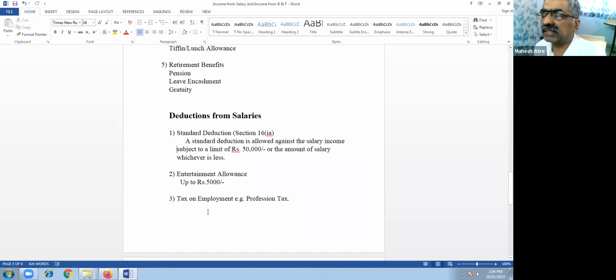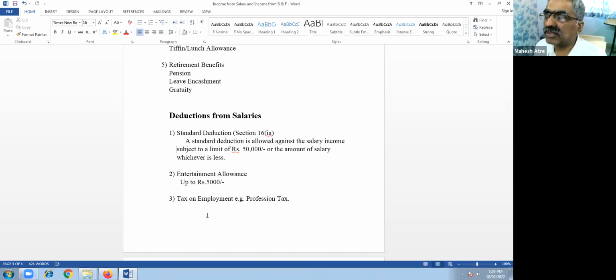Our last deduction that is available is the tax on employment. In case of profession tax, if it is tax on employment, it is also deductible from income from salary. So what we are going to do, we are going to write down income from salary. From that we will deduct standard deduction; from that, if entertainment allowance is given, we will deduct a maximum of 5,000. And the last one is tax on employment, that is, if profession tax is paid. If the tax is paid, then it is going to be deducted. If tax is not paid, the amount is not deducted.